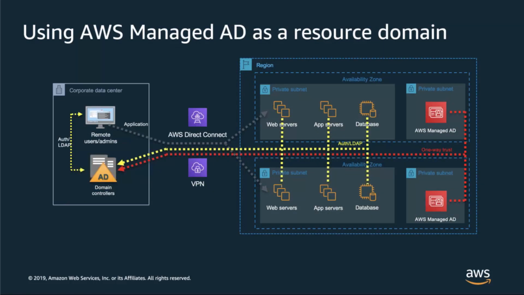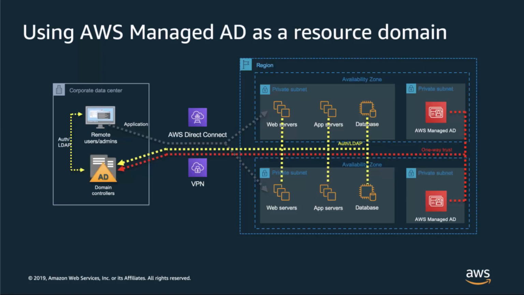The second architecture we're going to talk about is where you're using AWS Managed AD as a resource domain. So a resource domain is a well-understood concept within Active Directory. A resource domain is where you keep your resource objects in a different domain from where your user objects are. So in this example, again, looking on the left, you see your corporate data center, you have your domain controllers running there. This is where your identities are. So a remote admin's user account would basically be located here.